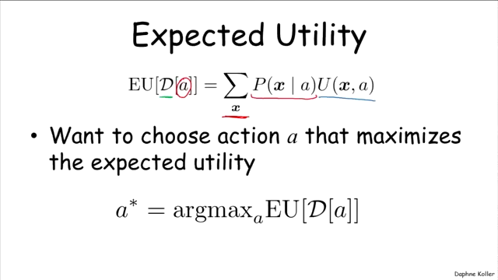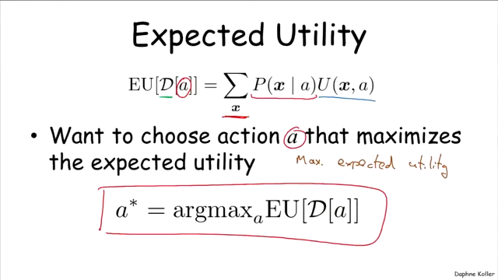Clearly, I want to maximize my overall happiness. And so the purpose of the maximum expected utility computation, the principle of maximum expected utility, is that I want to choose the action A that maximizes this expected utility.